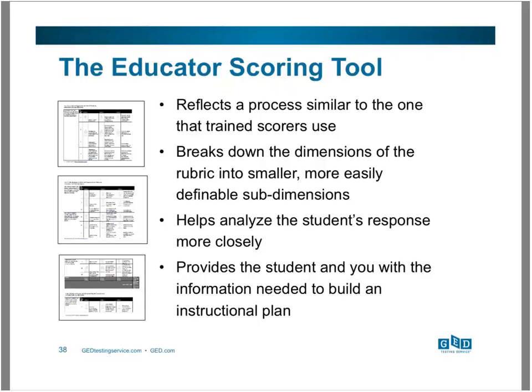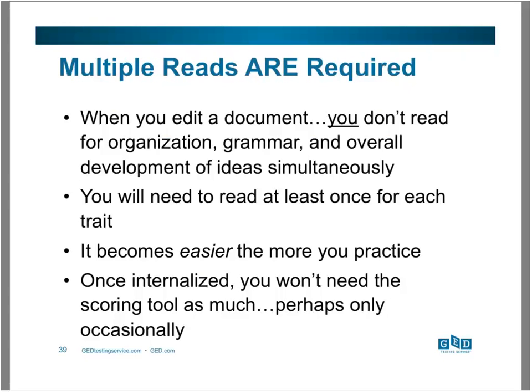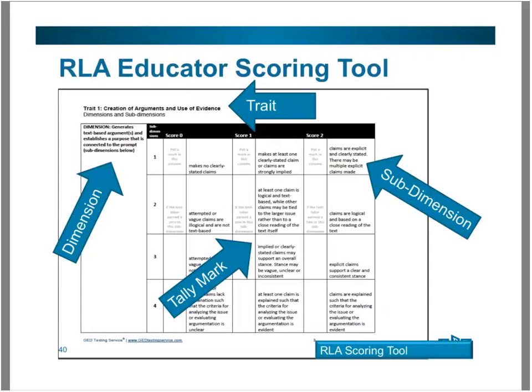So the scoring tool, and you have a copy that was included, although there's one for not only RLA, but also social studies and science. It's a wonderful tool because it breaks down what we call the dimensions of the rubric into those smaller, more easily definable subdimensions. Just remember that the tool has to be used just like you would use the rubric, and that is you will read 3 times, 1 for each of the traits.